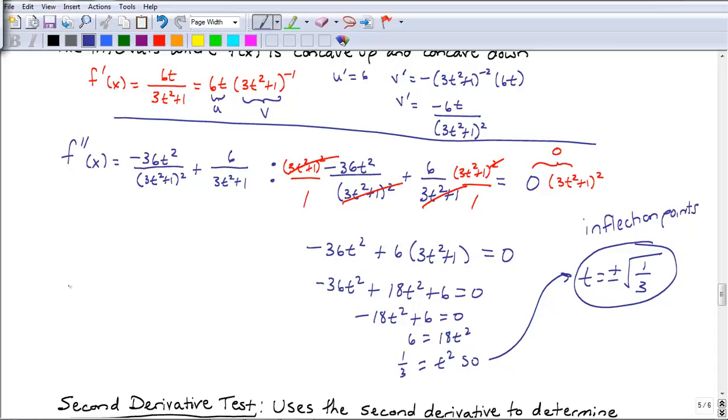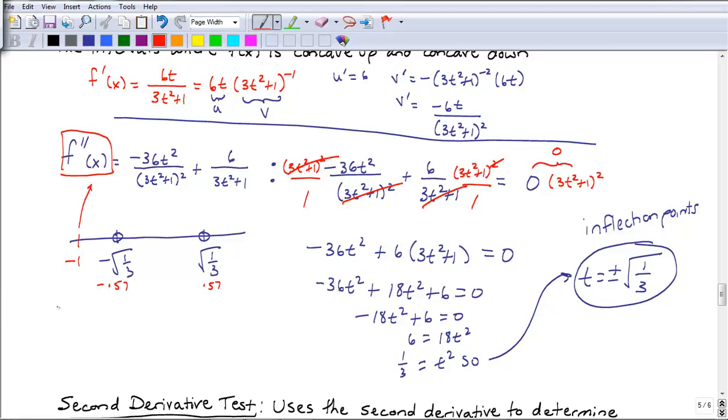So now I take those inflection points and I put them on a number line. The first derivative is right above the number line here. I get negative root 1/3 and root 1/3, with little open circles, neither increasing nor decreasing. And I want to test them in the second derivative. So maybe negative 1. Let's see, what is root 1/3? That's 0.57, just to give you an idea of if it's legal to plug it in. So I plug negative 1 in there.